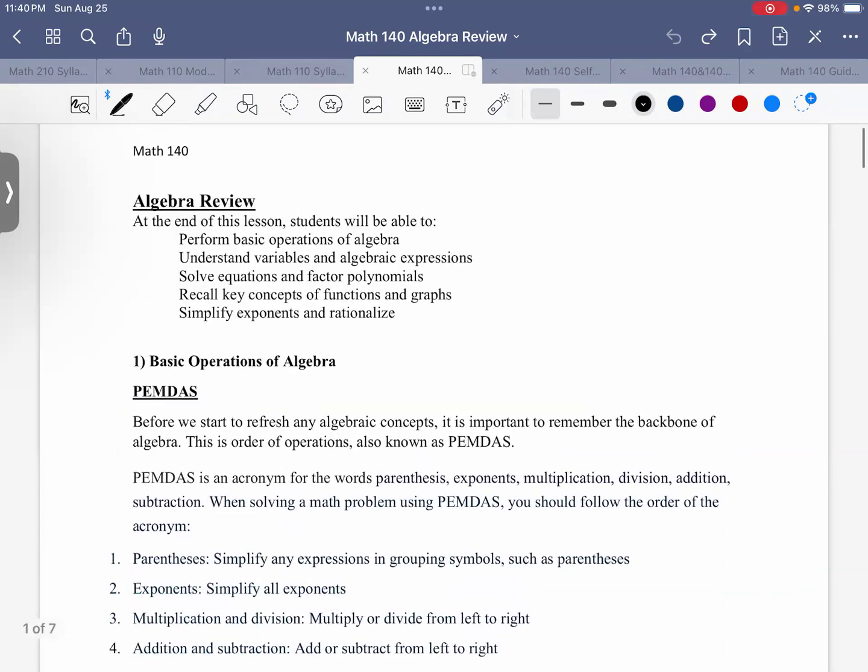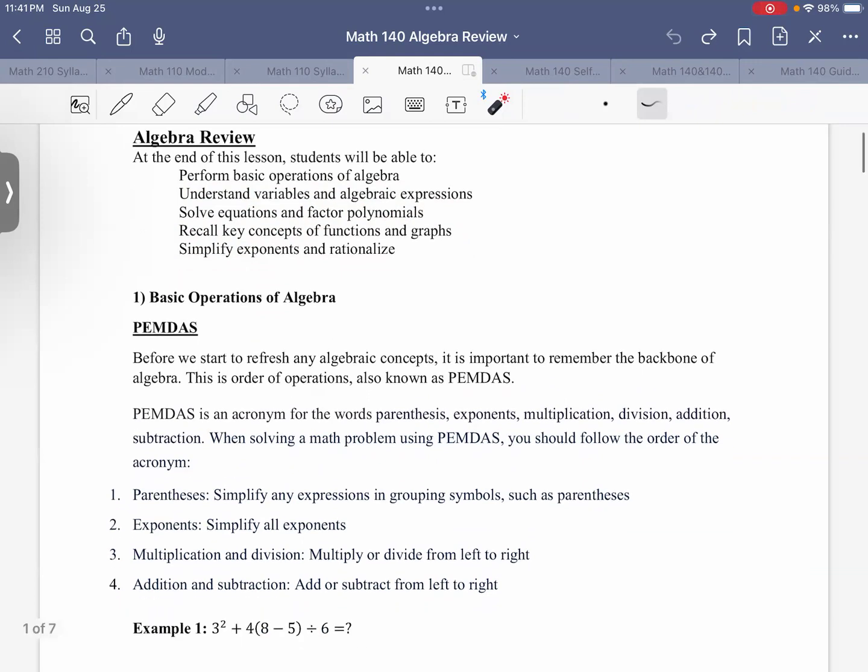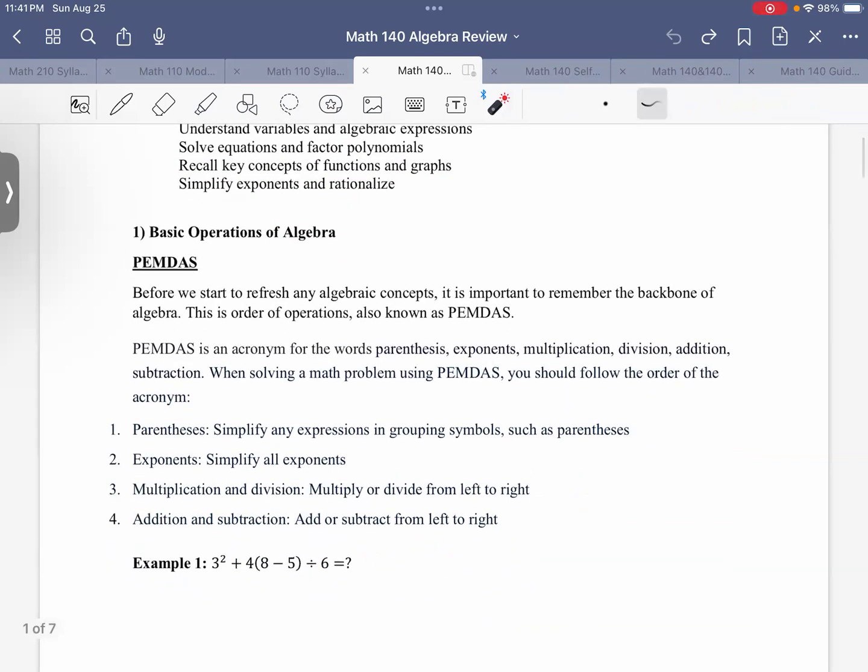Some of the learning objectives for this algebra review session are to perform basic operations of algebra, understand variables and algebraic expressions, solve equations and factor polynomials, recall key concepts of functions and graphs, and simplify exponents and rationalize expressions. Let's get started with the first concept, which is basic operations of algebra.